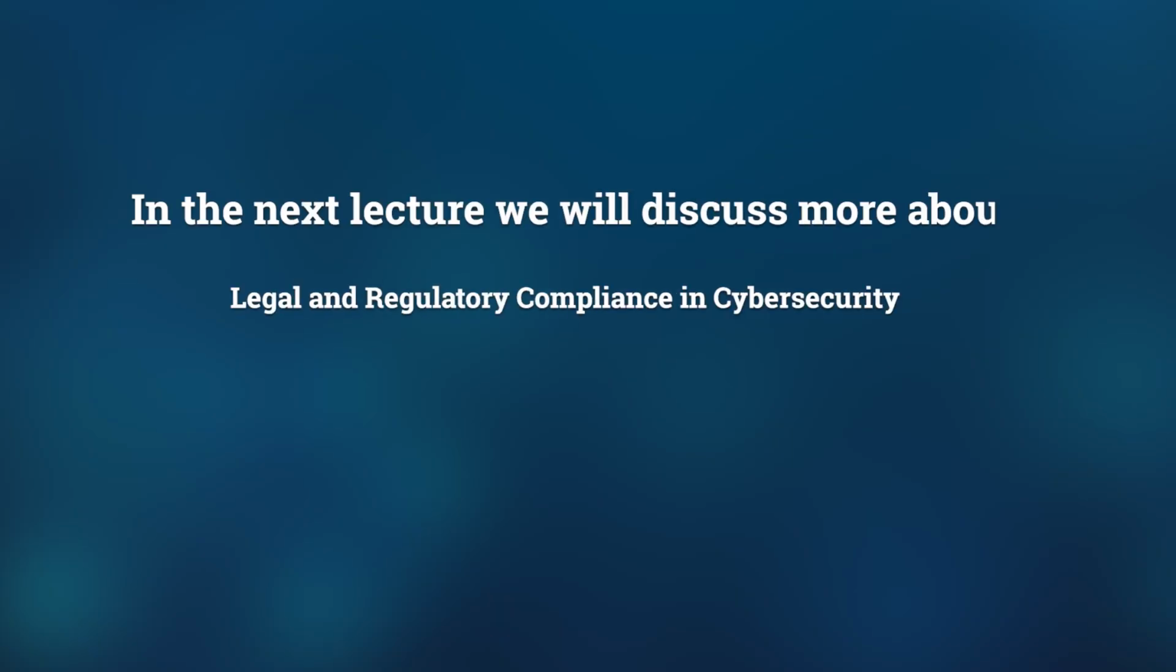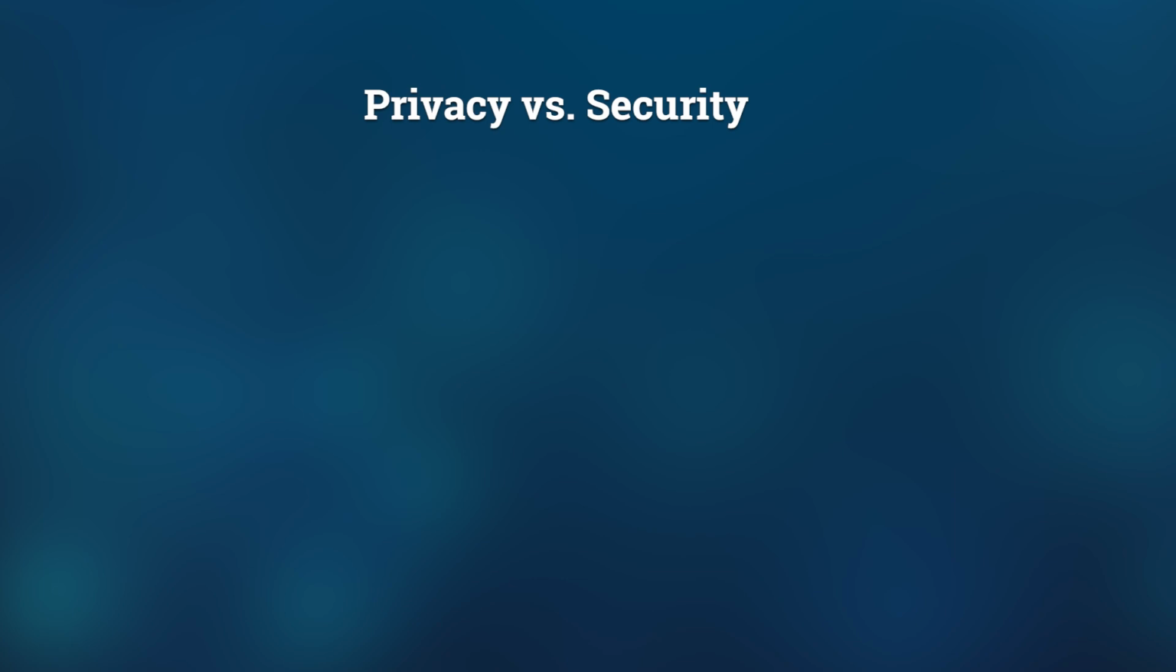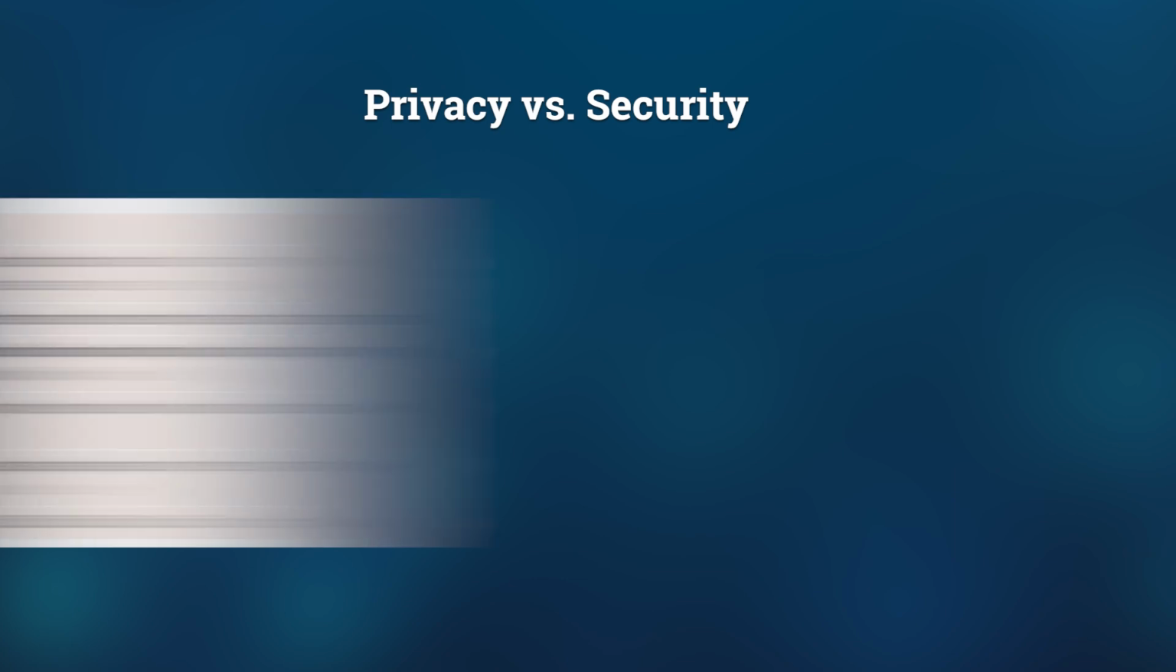In the last lecture, we were discussing legal and regulatory compliance in cybersecurity. In this lecture, we will see more about legal and regulatory compliance. Our learning objectives in these lectures are to understand cybersecurity audits, understand risk management and compliance in cybersecurity, and to understand training and awareness programs. First of all, let us understand the differences between privacy and security.